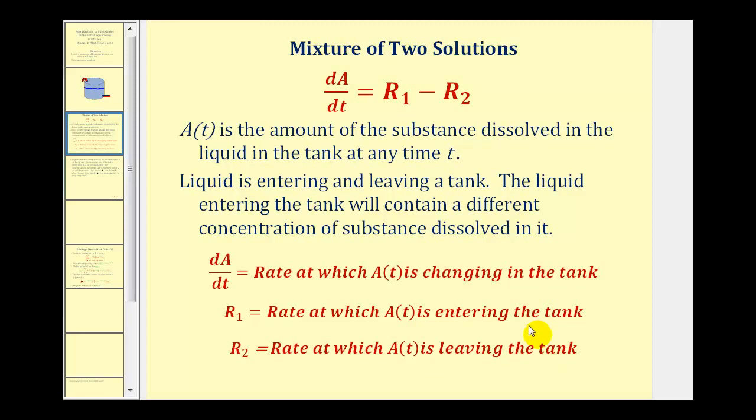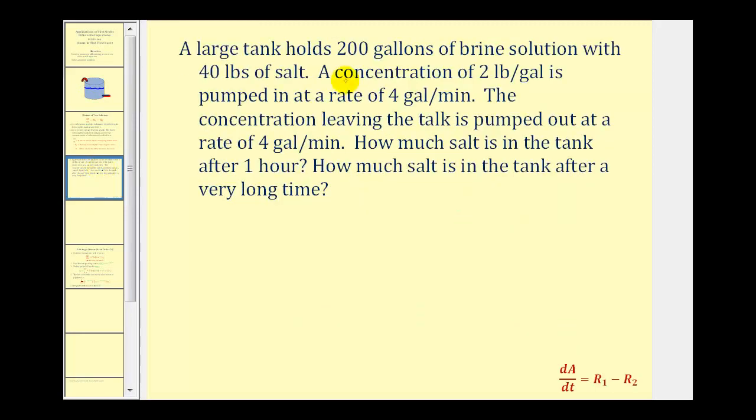So let's take a look at our example. A large tank holds 200 gallons of brine solution with 40 pounds of salt. A concentration of 2 pounds per gallon is pumped in at a rate of 4 gallons per minute. The concentration leaving the tank is pumped out at a rate of 4 gallons per minute. How much salt is in the tank after 1 hour, and how much salt is in the tank after a very long time? So using our differential equation, dA/dt equals R sub 1 minus R sub 2.